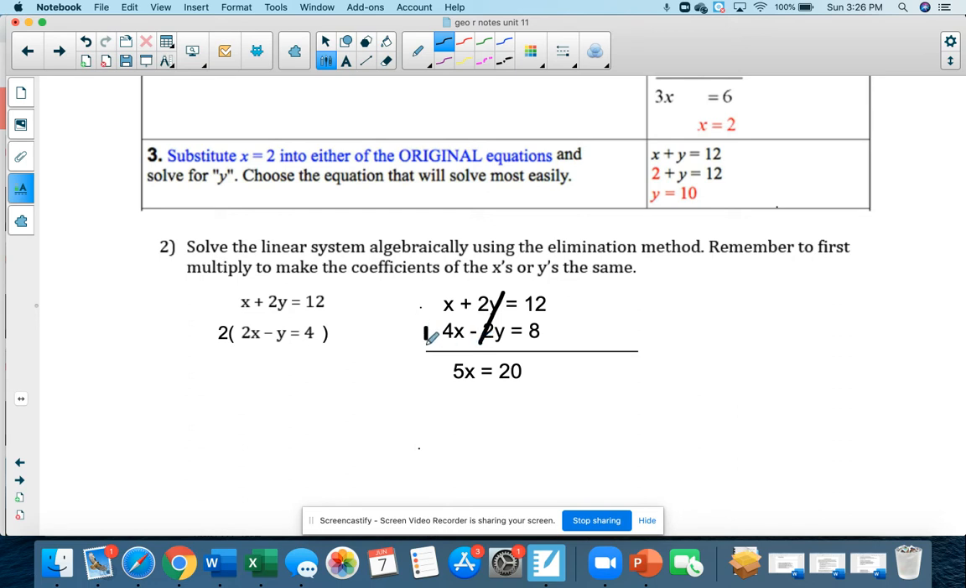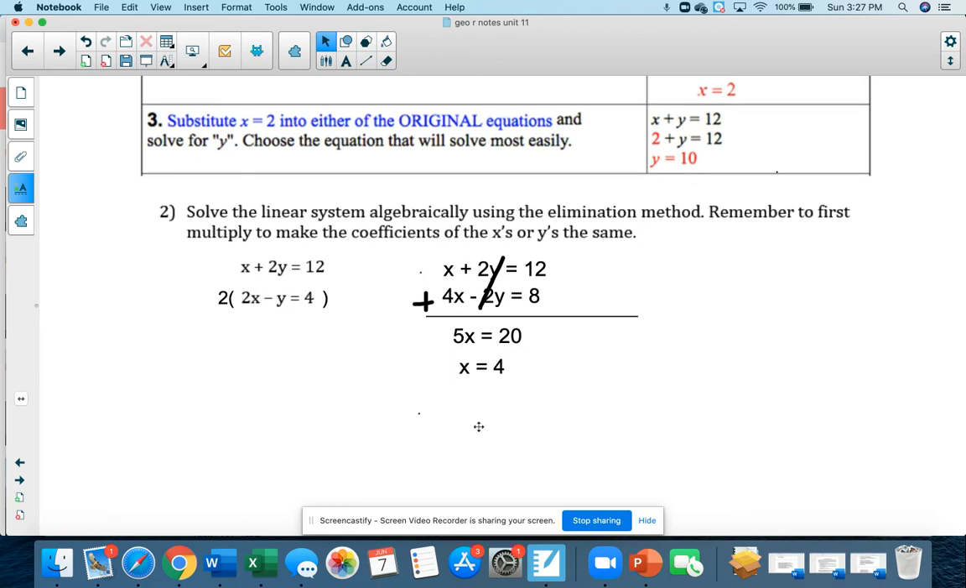All right, so I'm adding these two equations together, and I get 5x equals 20. I'm solving for x, so I need to divide by 5, and I get x equals 4. Now I can go back to either equation, it doesn't matter which one, and I'm going to substitute in 4 for x, and now I'm going to solve for y. So you're basically solving for one variable at a time.